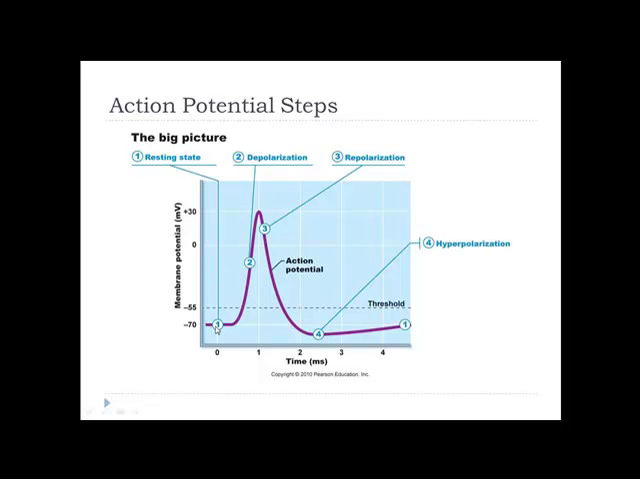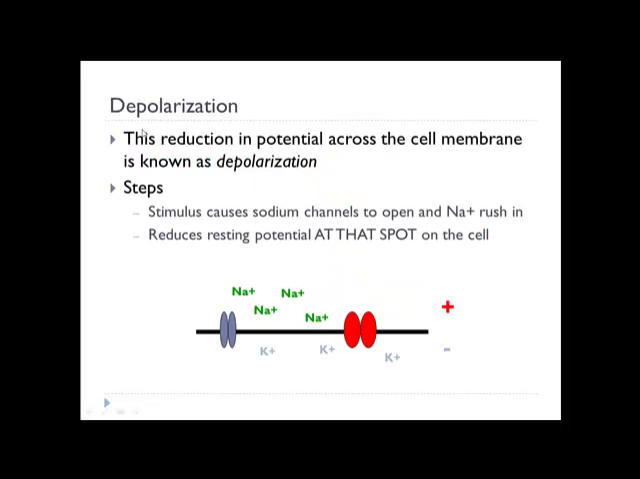So your action potential will have 4 parts: resting state, depolarization, repolarization, and hyperpolarization. Resting state is sitting at negative 70. Depolarization is moving towards positive. Repolarization is moving in the negative direction. And hyperpolarization is when you move away from 0 past your resting state. So depolarization is a reduction in potential across the cell membrane.